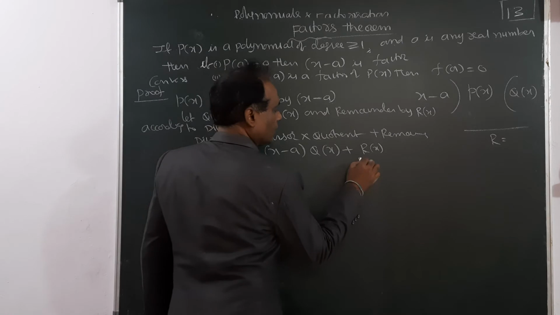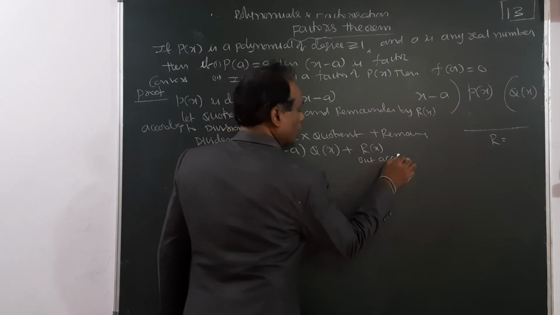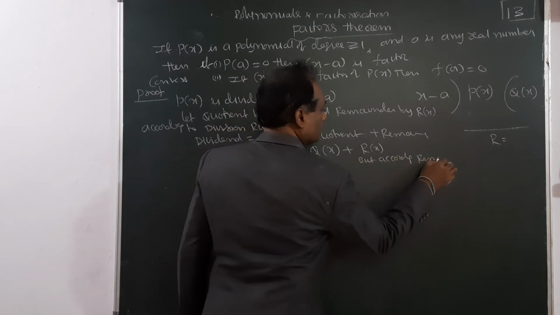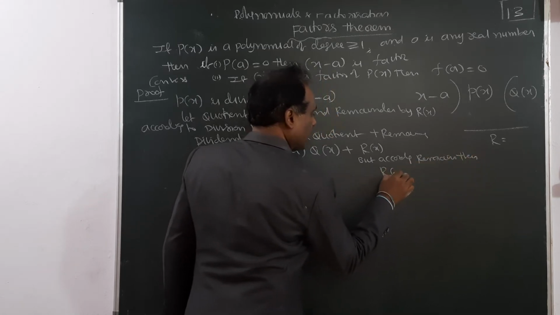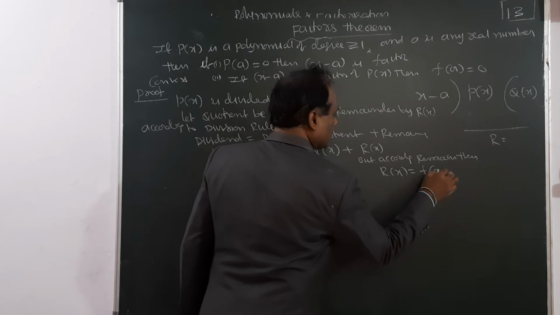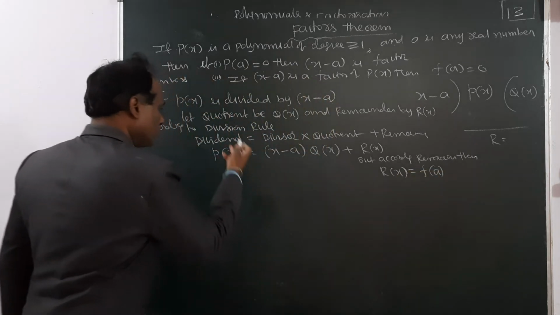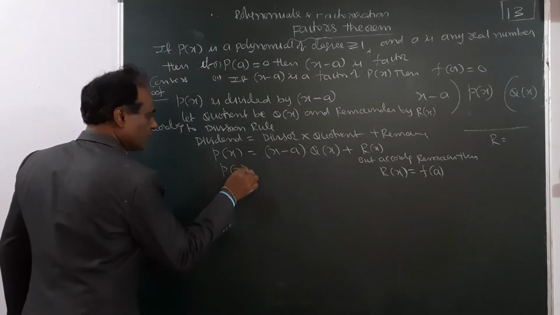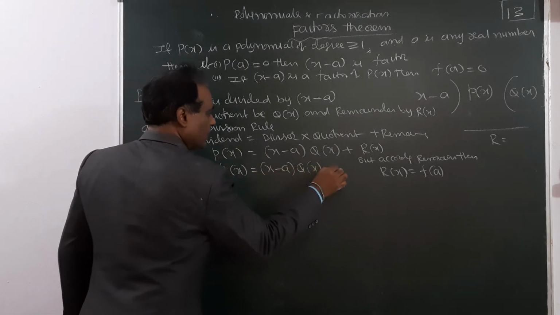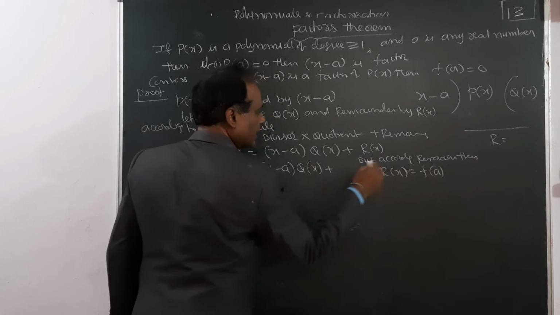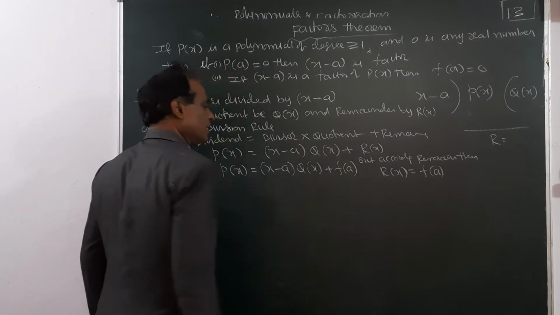But according to the remainder theorem, the remainder is f of a. We know the remainder theorem. The remainder is f of a. So then this will become P of x is equal to x minus a into q of x plus, in place of r of x you can write f of a, because the remainder is f of a.